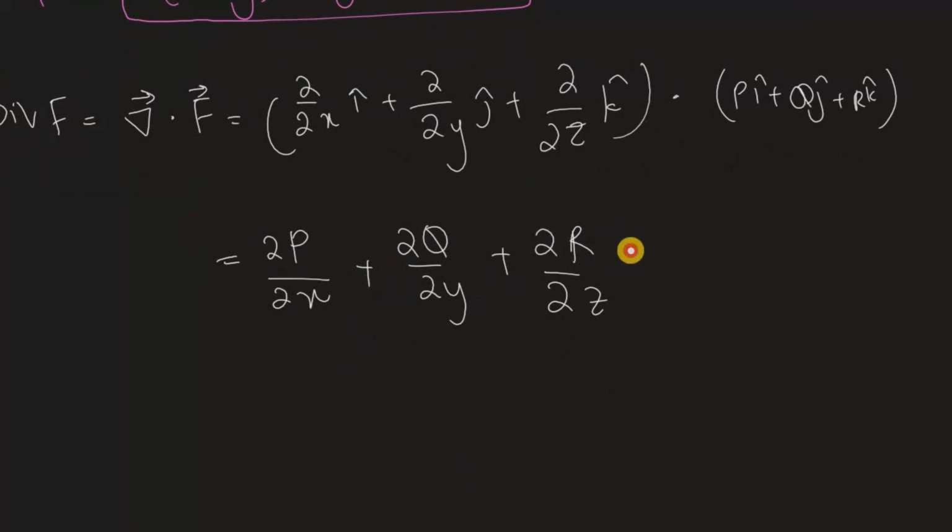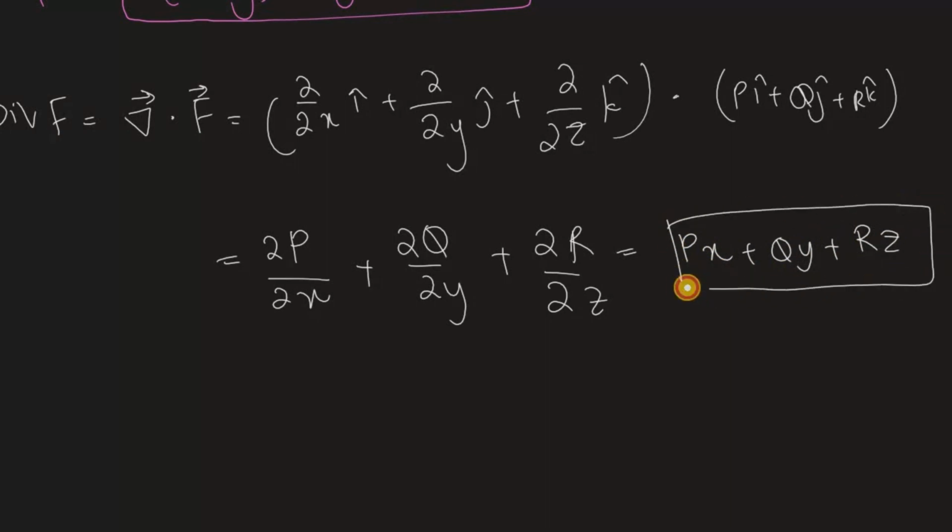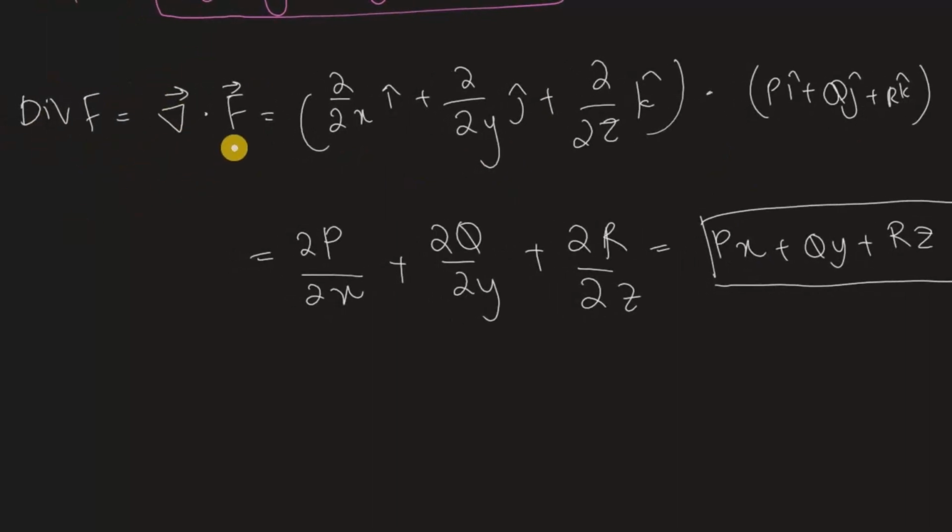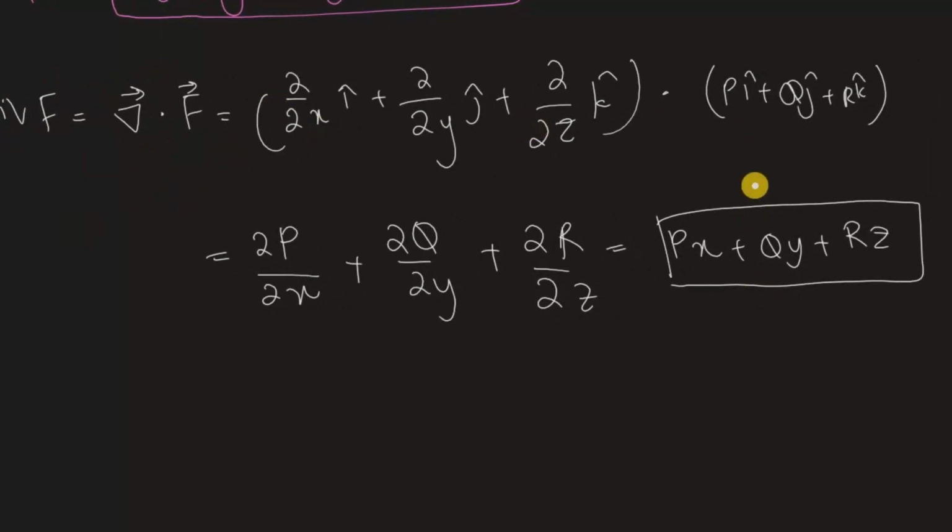The divergence, you can simply write as p of x plus q of y plus r of z. And yeah, you need to remember this equation as well, but I guess you can simply remember that divergence of f is the gradient dot product with f, and you can simply derive this. It's quite simple to derive, right? It's not that hard.